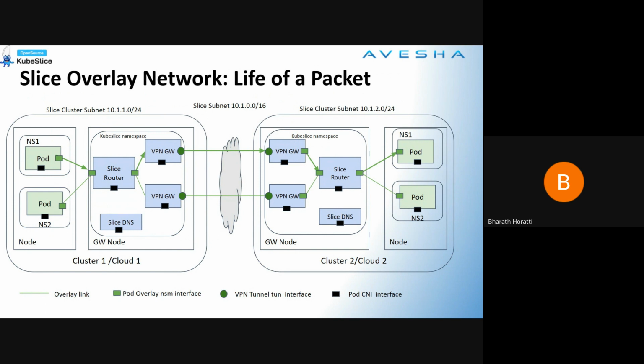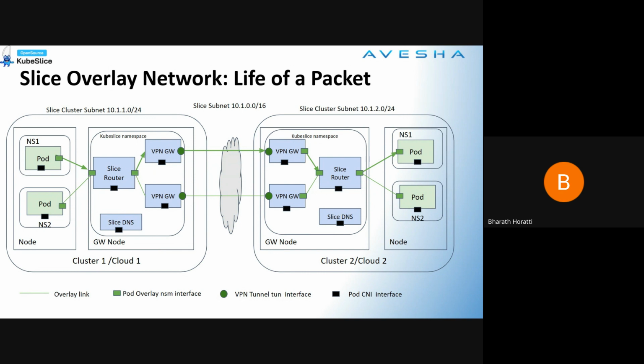So if you follow the arrow from cluster 1 to cluster 2, the pod on the upper left corner goes from the NS1 pod to the slice router, from the slice router to one of the VPN gateway pods. So if you notice, we have two VPN gateway pods. So we have redundant pairs of gateway pods just for high availability. We try to place these gateway pods on different nodes. So in case there are any node failures or node restarts and things like that, we do not actually lose connectivity to the remote cluster.